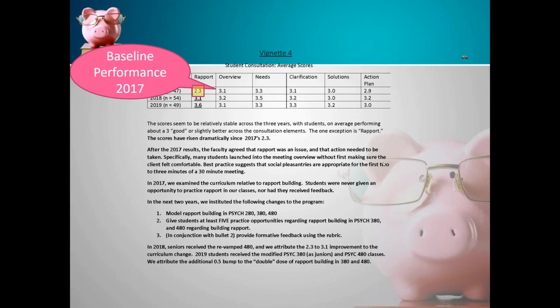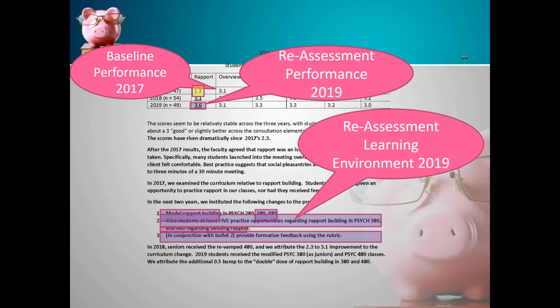I added a bit of complexity to Vignette 4, that after the baseline year, there's actually 2 follow-up years, 2018 and 2019. And so let's take a look at the interpretation of 2019. As you can see, the reassessment performance is up to a 3.6, and the learning environment is a little different too. So the students who graduate in 2019 had the benefit of receiving some new instruction in both the 18 and 19 years as juniors, and then in 18 and seniors as in 2019.